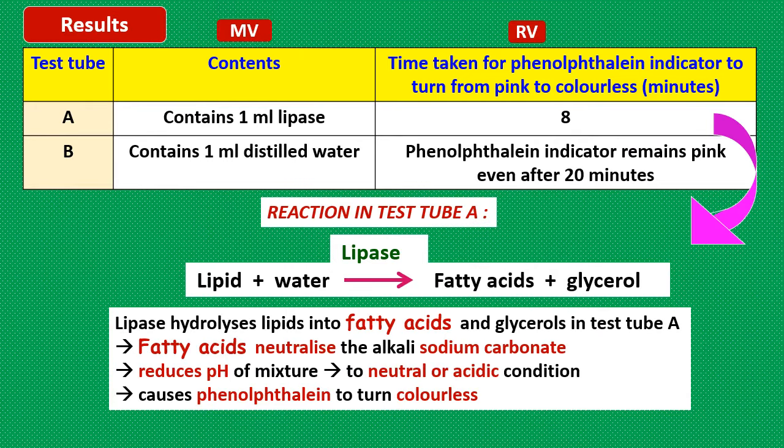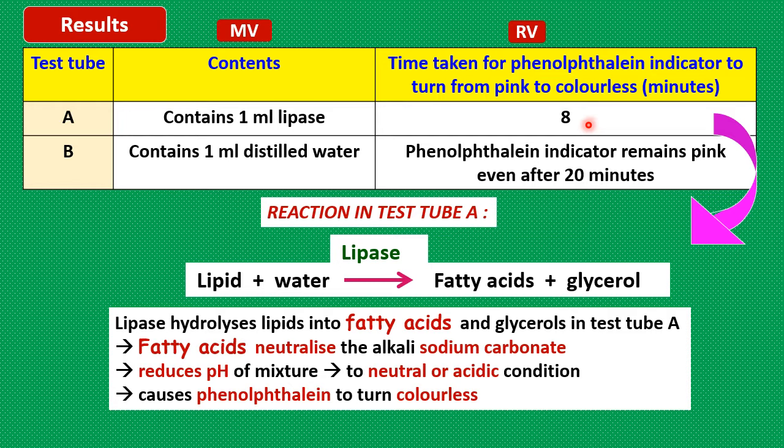So when we record our results, it will be like this. Test tube A, the contents: we have all the other substances and including 1 ml lipase, which is an enzyme. The time taken for phenolphthalein indicator to turn from pink to colorless in minutes can depend on the type of cooking oil used and the freshness of the lipase, and also other factors. But anyway, here the time recorded is 8 minutes. It could be 5 minutes, 8 minutes, 10 minutes or 15 minutes.